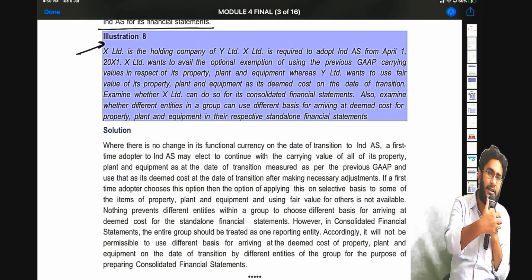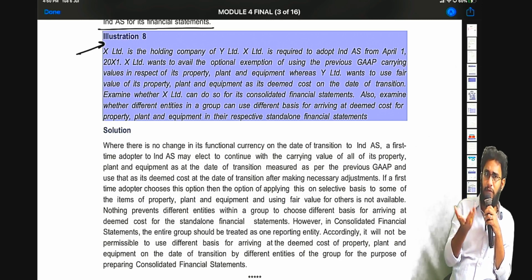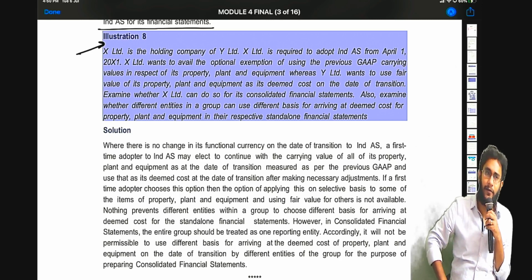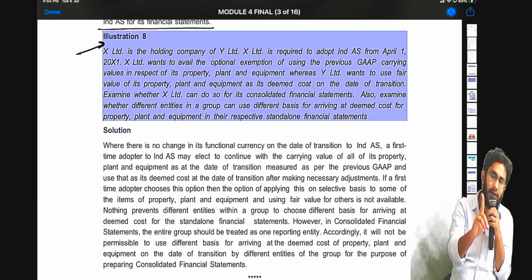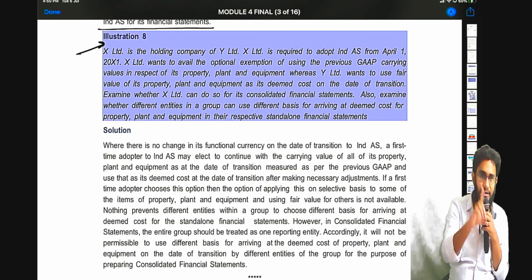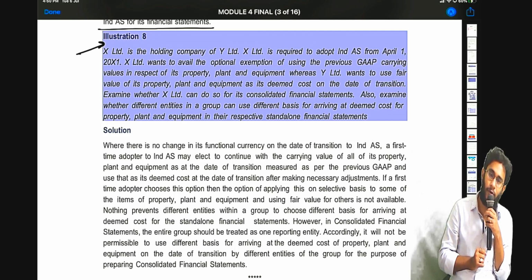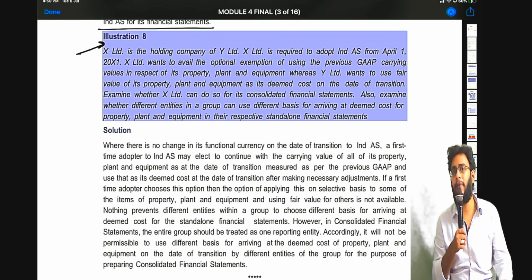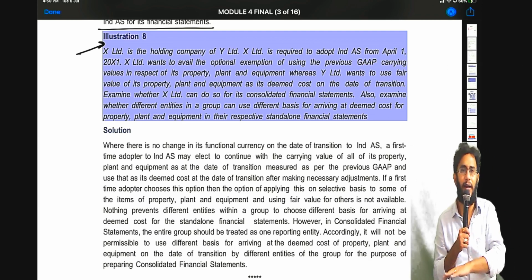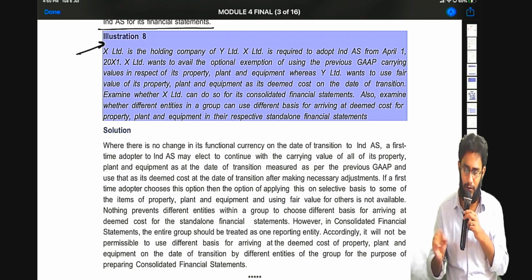When X Limited prepares consolidated financial statements now, can we do consolidation as it is? If you think peacefully, you will get your answer. Because consolidated financial statements are prepared as if the parent and subsidiary are a single entity. If this group entirely is a single entity, then you have to prepare financial statements that appear like that. So how can an entity take two options? It cannot. So from the group point of view, you should have only one option. That is nothing but the option which the parent is following. But from individual standpoints, the parent can take one option, the subsidiary can take one option. This question is based on that. If you want, I'll make you write that in the notes as well.